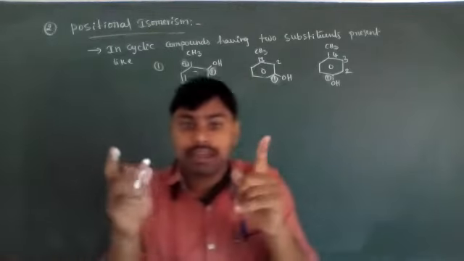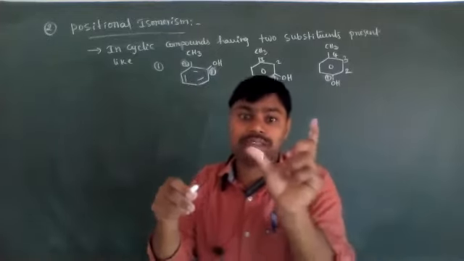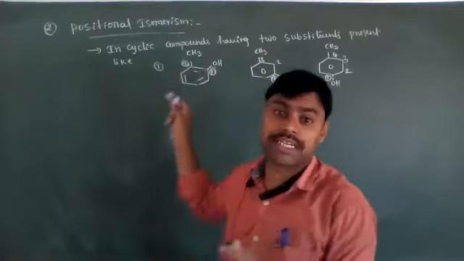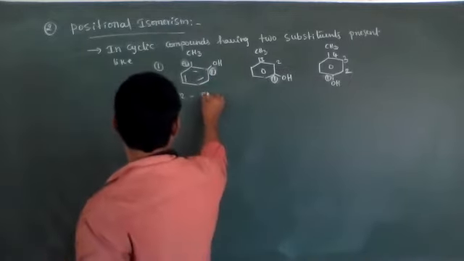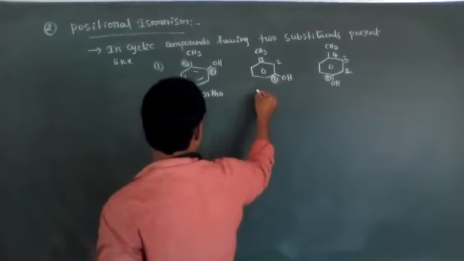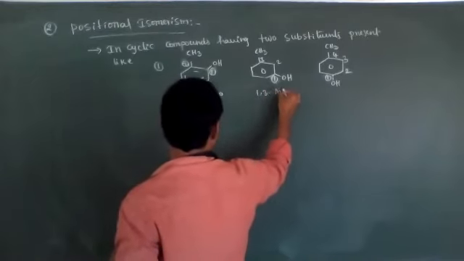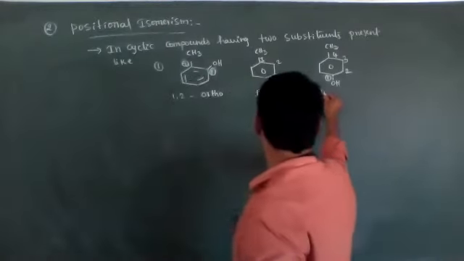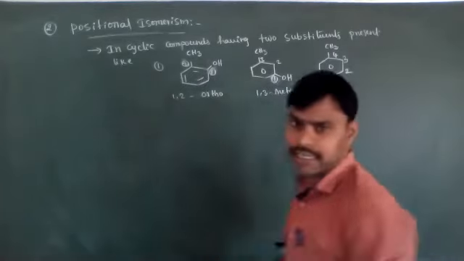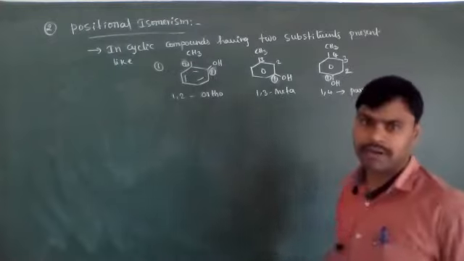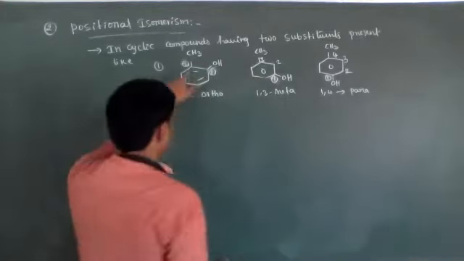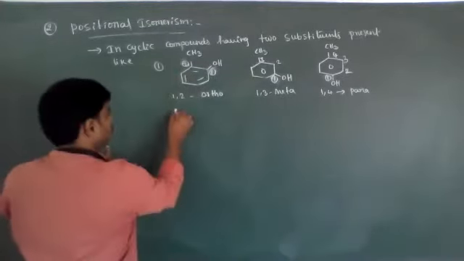In an aromatic compound, when two substituents are present at 1 and 2 positions, those are called ortho. 1, 3 is called the meta position. 1, 4 positions are called para. These are the common names. That's why its common name is orthocresol.